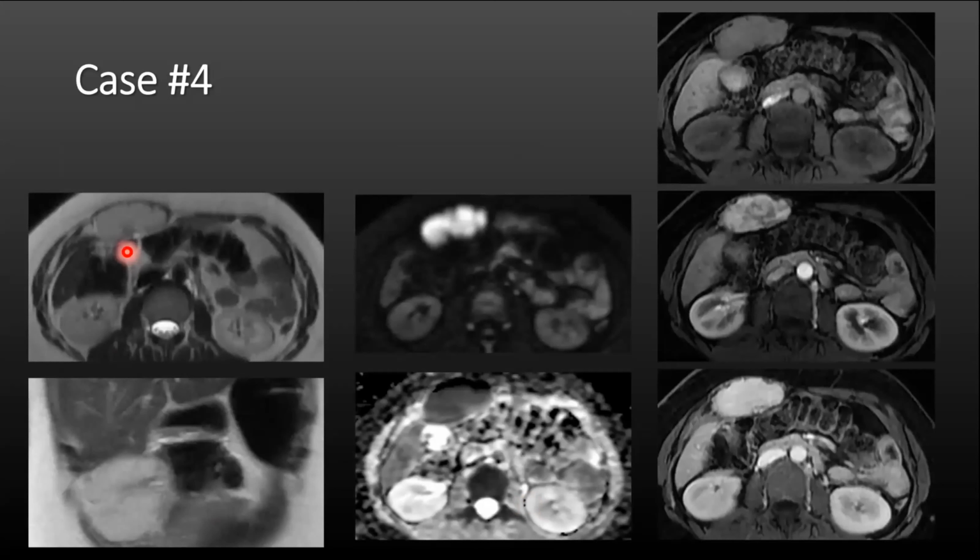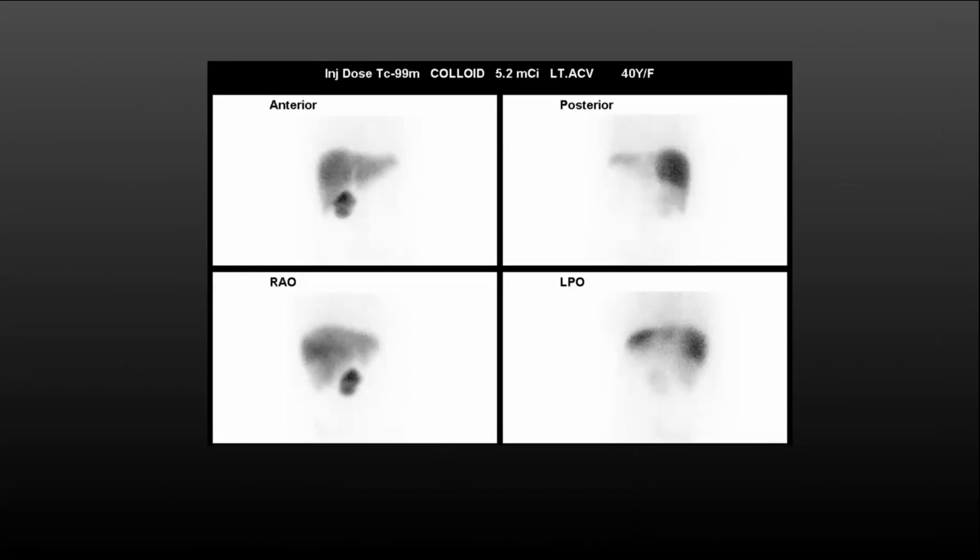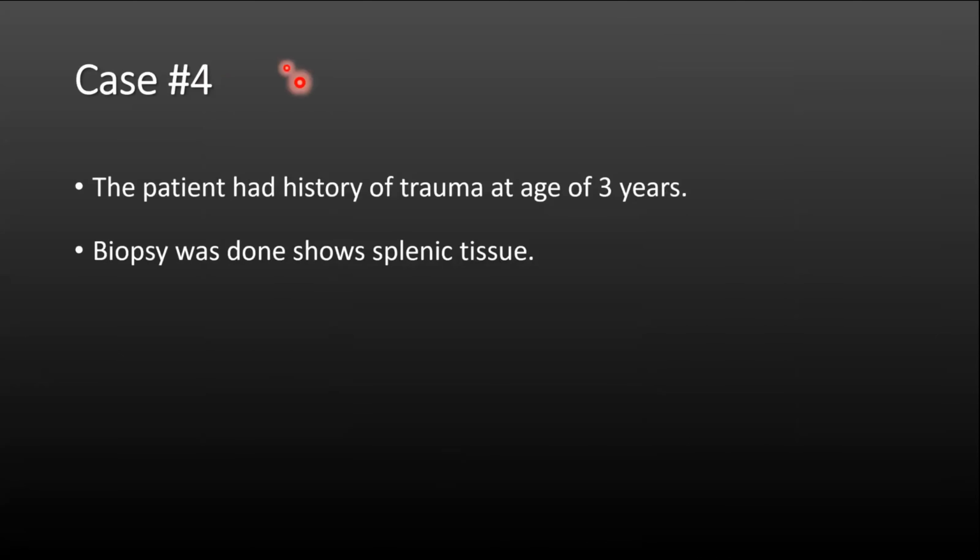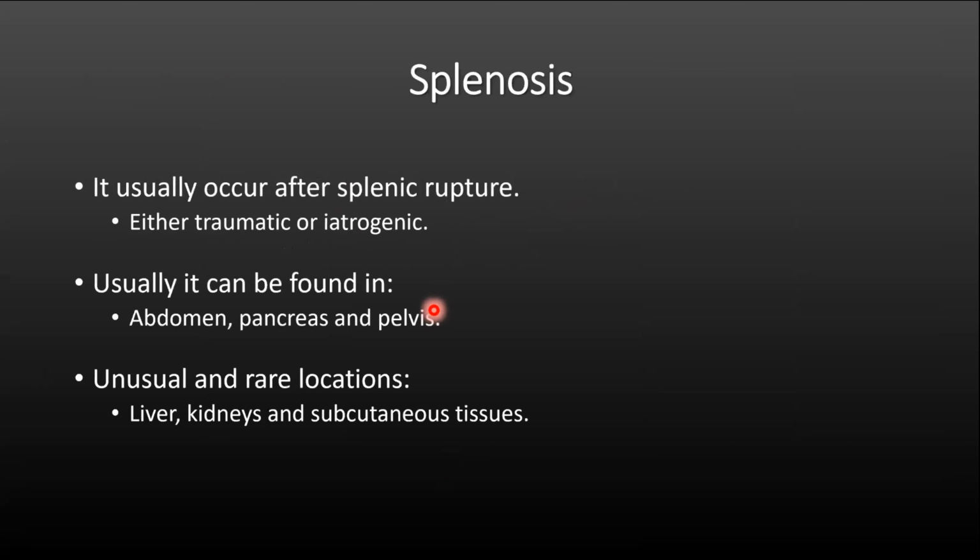which shows the lesion has intermediate T2 signal intensity, diffuse restriction, and a zebra enhancement on the arterial phase that became homogeneous on the portovenous and delayed phases, following the normal spleen enhancement. Also, the patient had a sulfur colloid nuclear scan, which shows avid uptake. When we dug into the history, the patient had trauma at the age of 3 years, and a biopsy was done and showed splenic tissue.